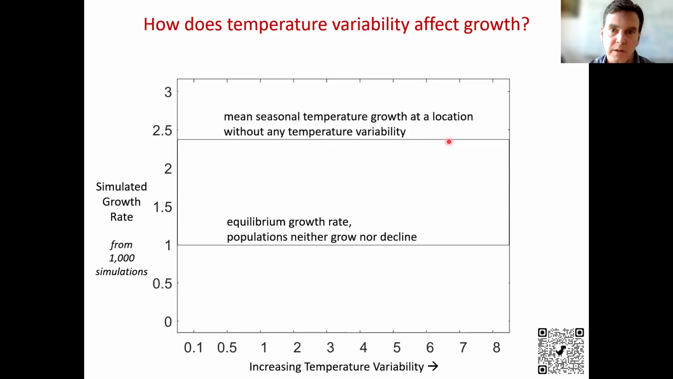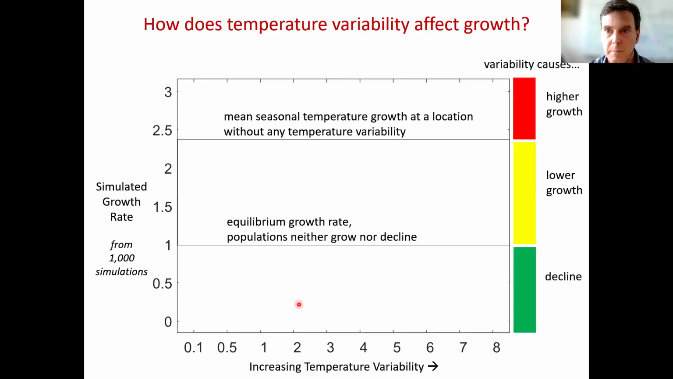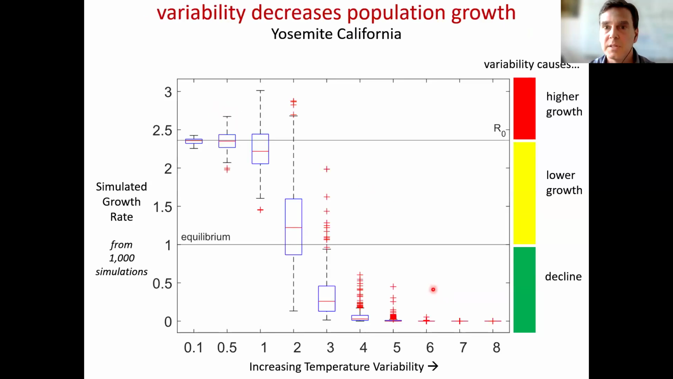I'm going to plot R0 values here, where it's from just the mean seasonality. So there's no variation at all. And then this is the equilibrium growth rate. So below this here would be a population decline. So if variability causes higher growth, the values that I'm going to plot are going to be up here. Lower growth would be here, and then a decline would be there. This is Yosemite. So we're increasing variability, as you can see through here.